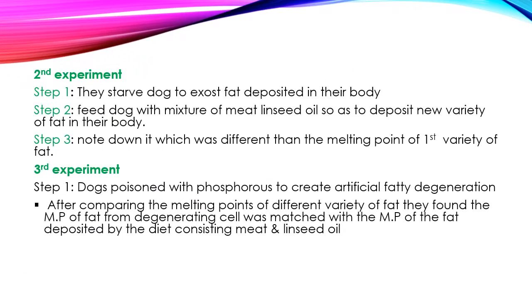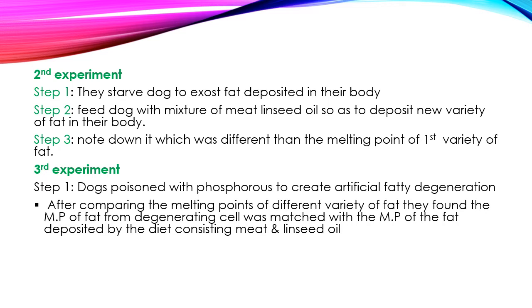Another experiment is that they starve a dog to exhaust the fat deposited in its body. The next step is to feed the dog a mixture of meat and linseed oil so as to deposit a new variety of fat in its body. Then they noted down its melting point, which was different from the melting point of the first variety of fat.